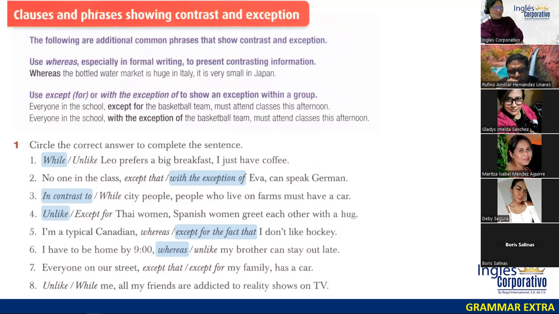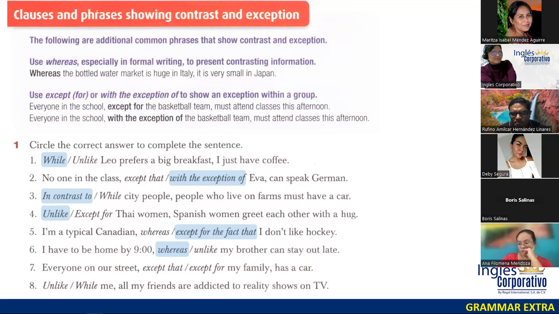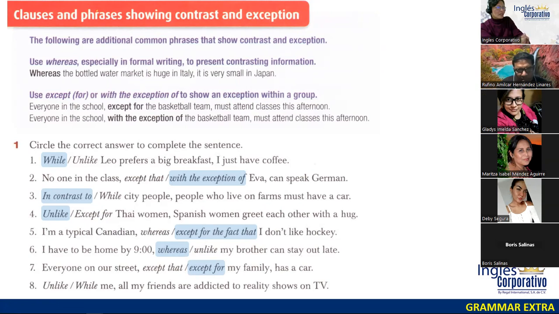Any volunteer? Raise your hand. Maritza, please. Everyone on our street, except that my family has a car. Which one do we use for groups? We have two: except for, and with the exception of. So, everyone on our street, except for my family, has a car. What about number 8?